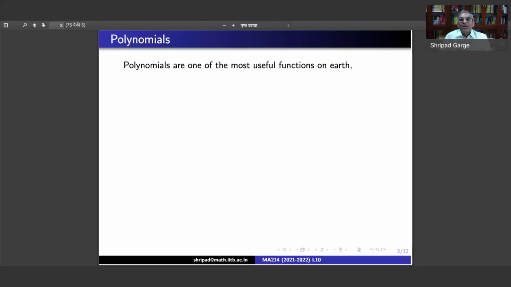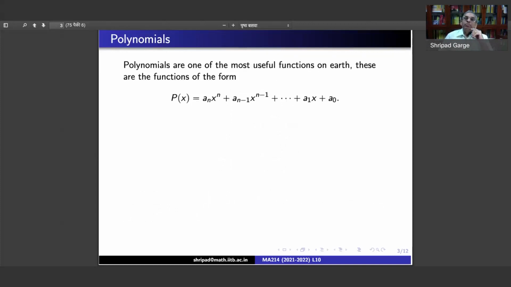Polynomials are one of the most useful functions. These are the most well-known functions that we have. These are functions of this form. Typically we would write it as p(x), q(x), or r(x), and they have the form a_n x^n plus a_{n-1} x^{n-1} plus dot dot dot plus a_1 x plus a_0. If you are working with real numbers, then these a_0, a_1 up to a_n are all real numbers. This is what we have as a polynomial.